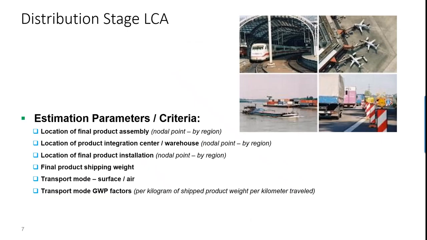When you get to the next stage, which is distribution, we look at factors such as where the final product was assembled, what region, and how you got it to the finish point where you're installing it, including intermediate nodal points like warehouses, systems integration centers, etc. You also want to know the final point of installation because there it will be using power for operation. And then what was the transportation mode, surface, air, and other factors pertaining to the transport mode, providing for the global warming potential in this case, which is what we're measuring.